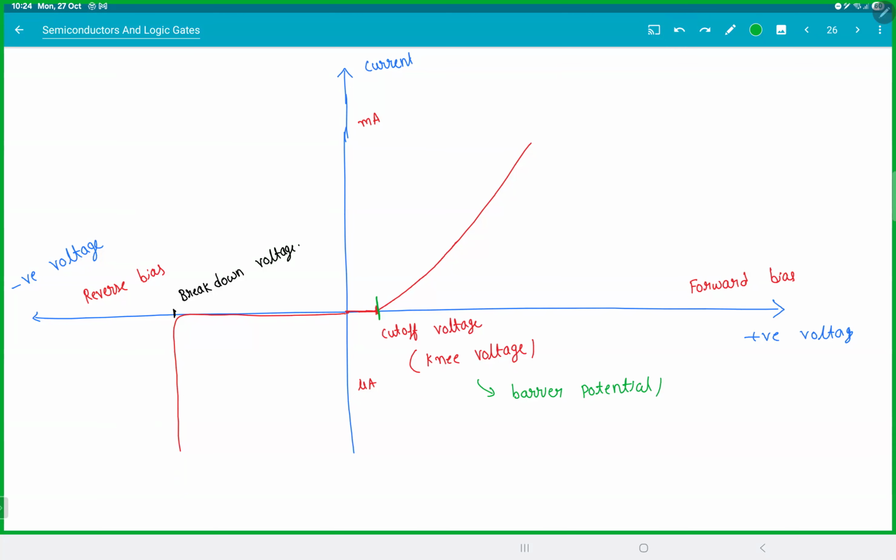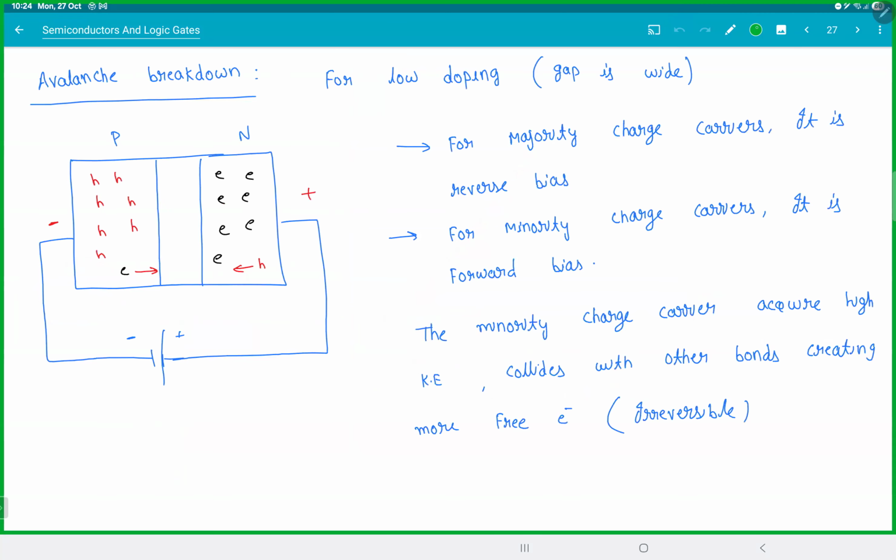There are two reasons for this. One is called an avalanche breakdown. Again, a lot of terminology. So this avalanche breakdown happens for low doping. Again, tell me one thing, when the doping is small, what will happen to the gap? Gap will be wide, remember? Now, understand the reason.